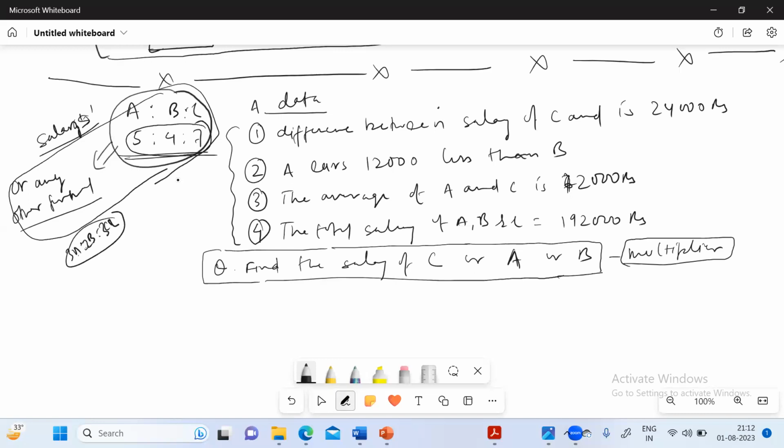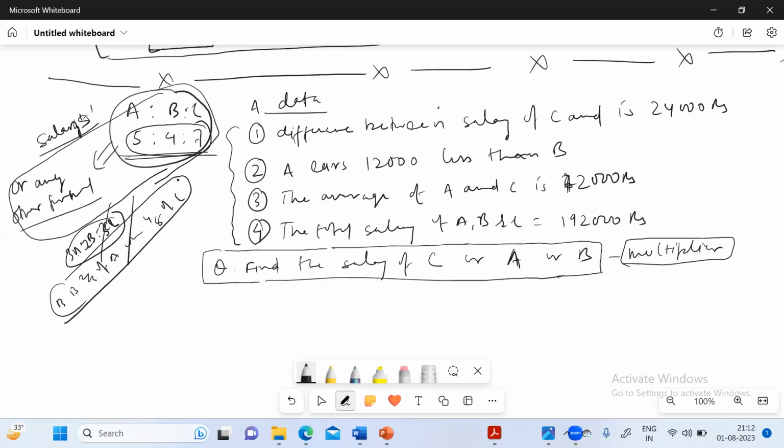They can also give you a ratio that b is two third of a, which is 4/5 of c. So all these ways are there to give you ratios. So this kind of complexity may be there.